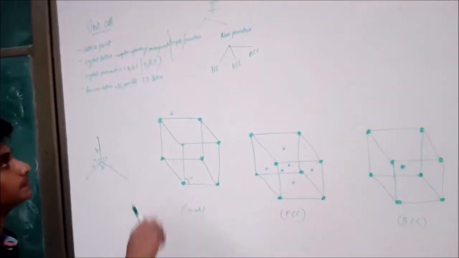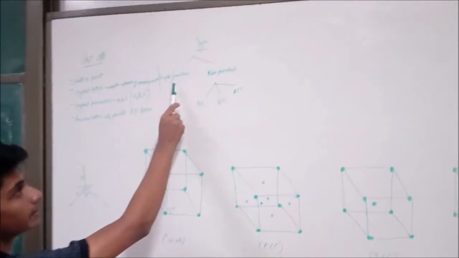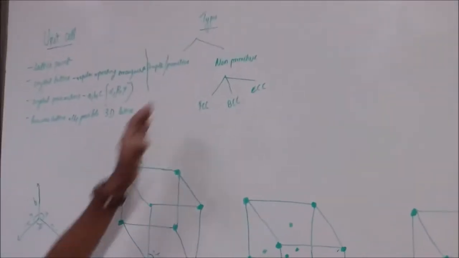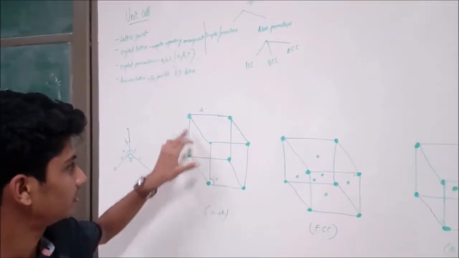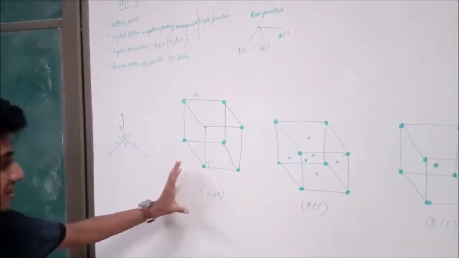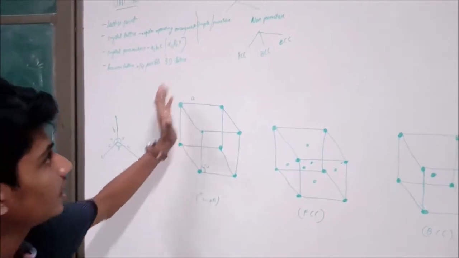Now moving on to the types. The types can be differentiated into primitive and non-primitive. Primitive unit cells are the cells which have the atoms at the corners only, like this. This is the structure of a simple cubic cell.